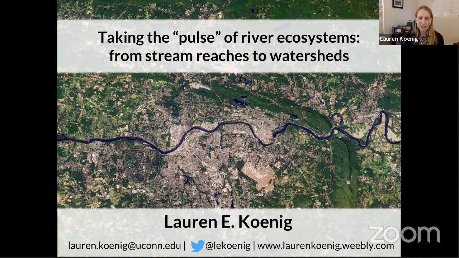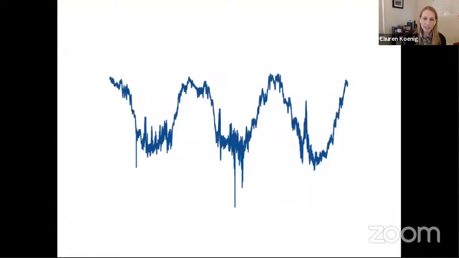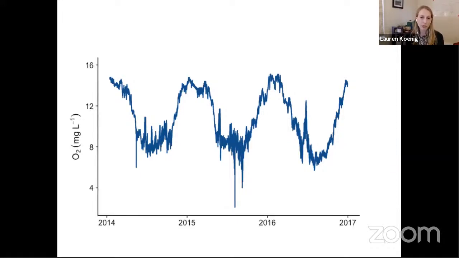So if we zoom in on our view of the Connecticut River and drop a sonde in the water, we can actually start to observe the fine-scale temporal oscillations of water chemistry and freshwater processes. While this signal could represent any number of environmental variables, what I'm showing you here is the temporal variability in dissolved oxygen in the Connecticut River over 3 years. I'll be talking a lot about oxygen and stream metabolism later in the talk.